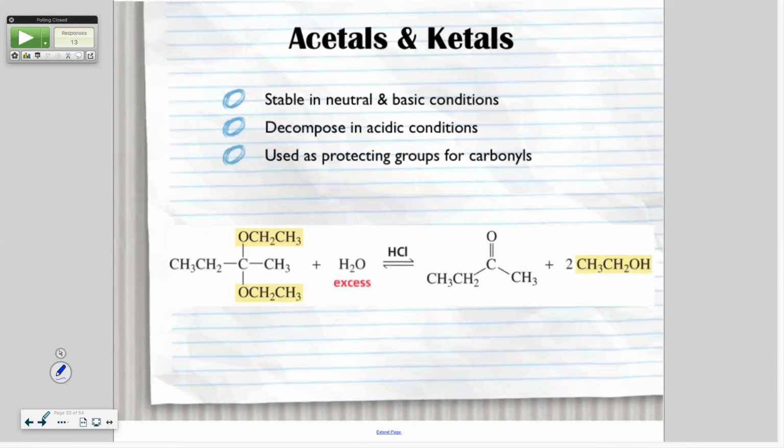All right, I've already mentioned this, but acetals and ketals are stable in neutral and basic conditions, but they decompose in acidic conditions. So here is a ketal, and if you add water and a lot of acid, almost an equivalent of acid, typically, you end up going back to the carbonyl compound. Because of that, we use them as protecting groups. Protecting groups hide a functional group so it doesn't react, and then you can get it back later.